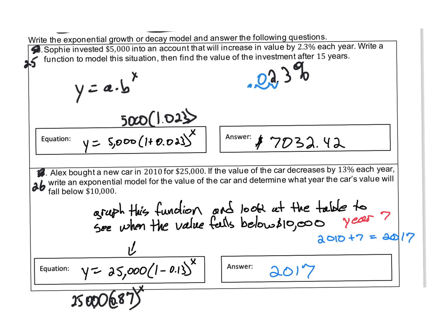Okay, but we can put it in like this and calculate it like this, where it's losing 13% each year, which means it's worth 87%. Anyways, you plug that in, and then if you graph that in your calculator, in graph mode, you go see where it falls below 10,000, and that would be after year 7. Well, if the car is from 2010 and we add the 7 years, we would get year 2017, where the car would fall below $10,000. Okay, so you'll see a couple questions similar to that.